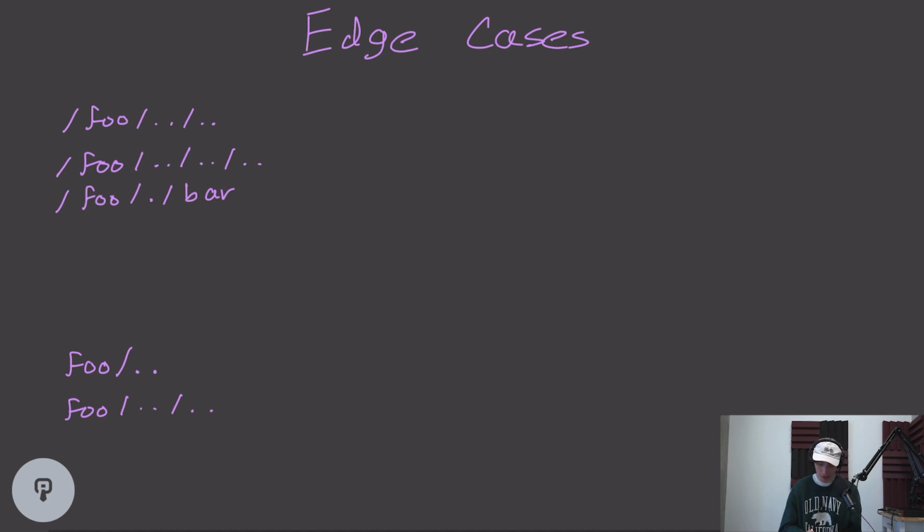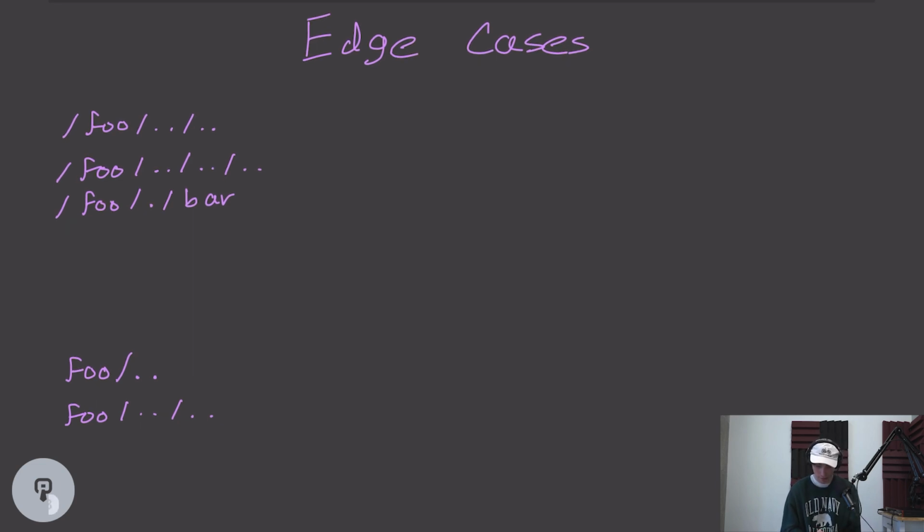So the first is we're starting at the root directory, foo/../... So what we can do is we can cancel this out because the parent of foo is just the root directory. And then we're trying to get from the parent of the root directory. And we know from rule one that that is simply just the root directory.